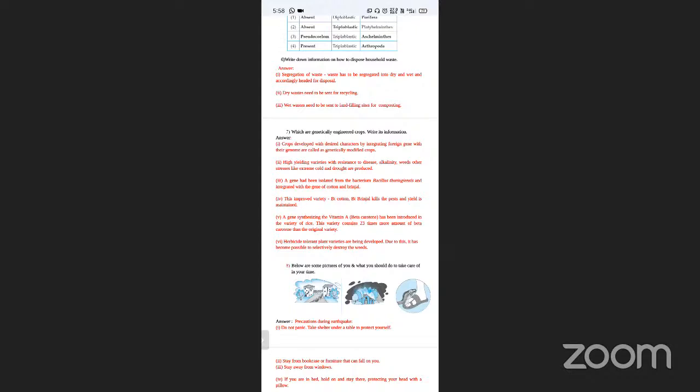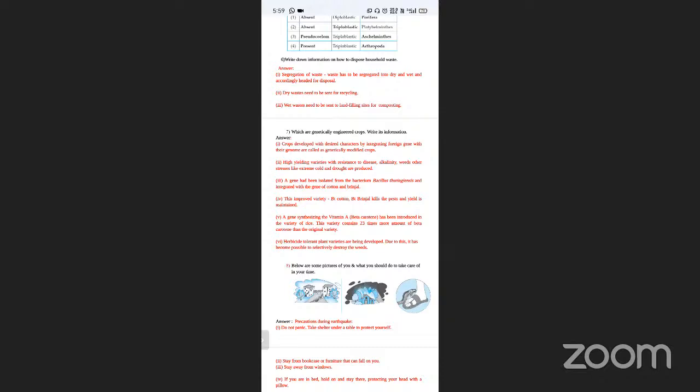Fourth point, this improved variety, that is BT cotton and BT brinjal, kills the pest and yield is maintained. These two varieties of cotton and brinjal can kill the pest and help in obtaining a good yield. Fifth point, a gene synthesizing vitamin A, that is beta carotene, has been introduced in a variety of rice. This variety contains 23 times more beta carotene than the original variety.